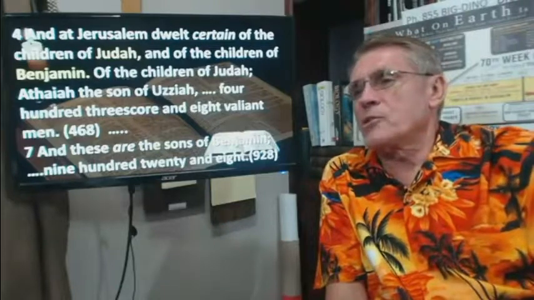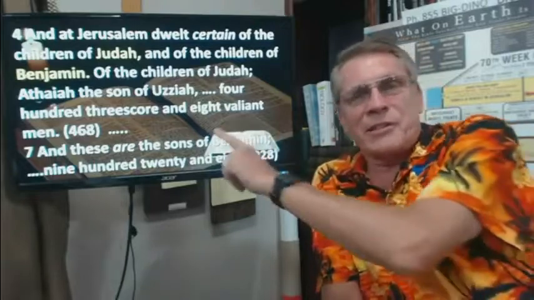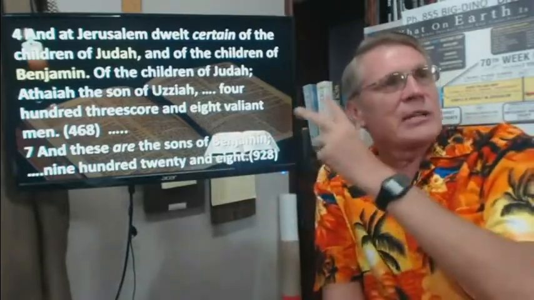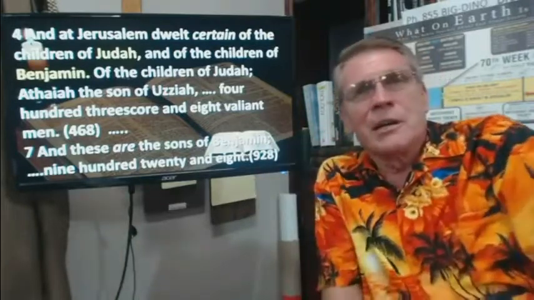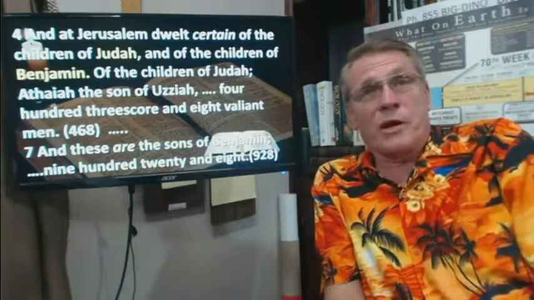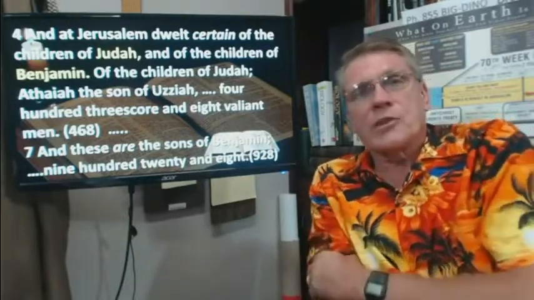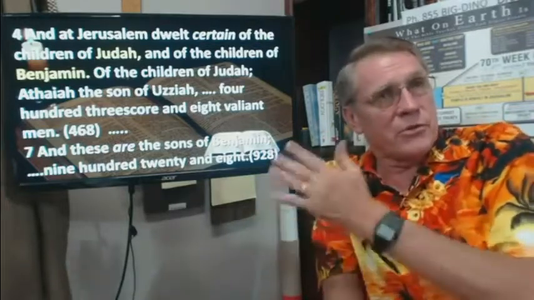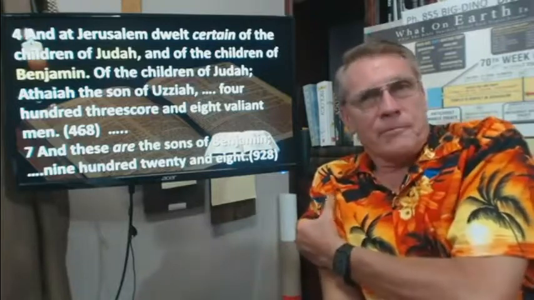And at Jerusalem dwelt certain of the children of Judah and of the children of Benjamin. This is really interesting. Judah was the fourth child, and we got Abraham, Isaac, and Jacob. Remember those three names, and you got half the Bible memorized. Jacob had 4 wives and 12 sons and 1 daughter, Dinah. Those 12 sons became the 12 tribes of Israel because his name got changed to Israel later, Jacob and Israel. Okay. Well, the fourth one was Judah.